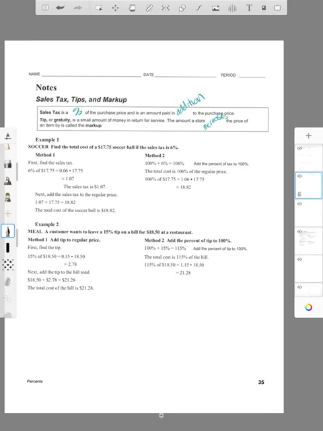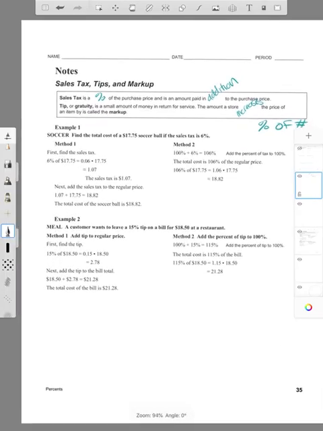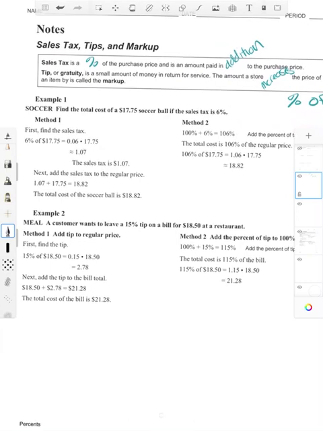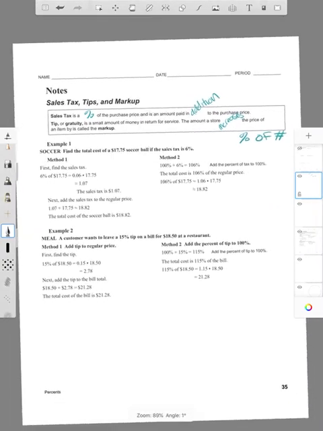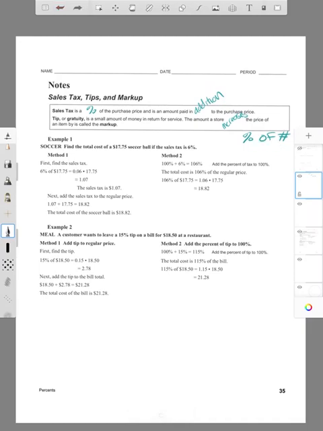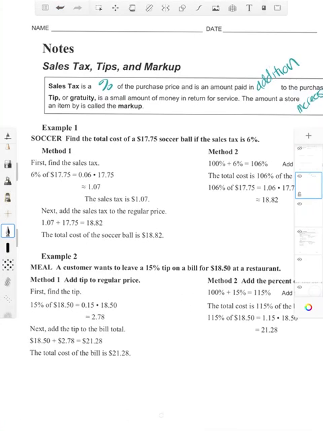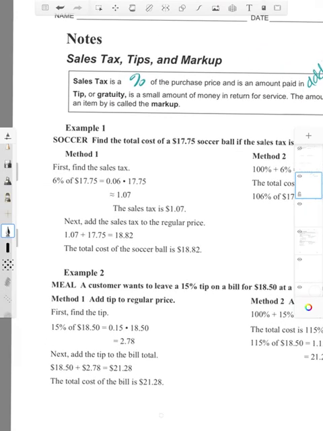One way I like to think about it, and you could do this off to the side, I always like to write percent of a number because we're going to try to figure out what the percent of a number is. So for method one, what we could do is first find the sales tax. We're going to find 6% of $17.75. So that falls right into the line of percent of a number. We're looking for 6% of $17.75. But as you notice, we can't multiply by a percent.